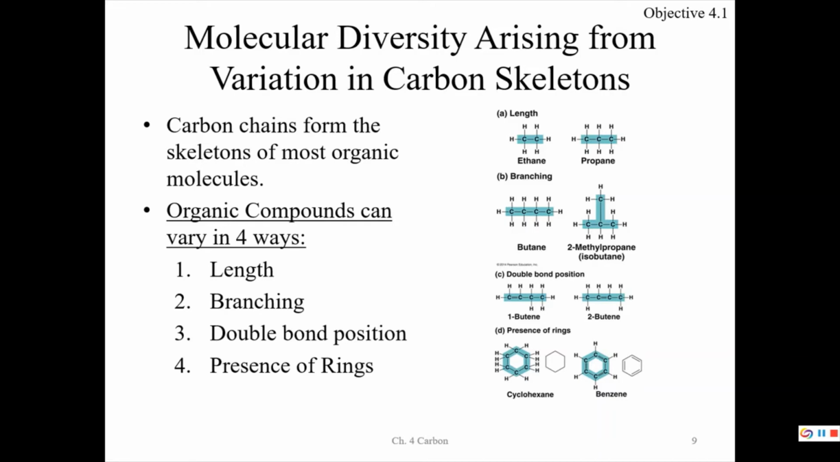Now we also can have double bonds in different places. We can have a double bond located right here. We can have a double bond located here. It can be butene, because butane is a 1, 2, 3, 4 hydrocarbon. It is on the first carbon, or the second. So here it's on the second carbon, 2-butene. There can be rings like cyclohexane or benzene rings. So we can have all these little things there, okay?